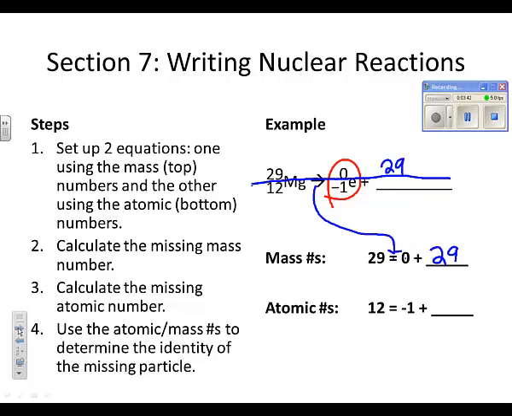Now let's go look at the protons. 12 equals minus 1 plus something. So what plus negative 1 equals 12? Well, that would be 13. So now we got 13 here. Then you got to go along the periodic table and find what element number 13 is, and that will be aluminum. So aluminum-29 would be our result. And that's how you would write it. So it's really not difficult at all.